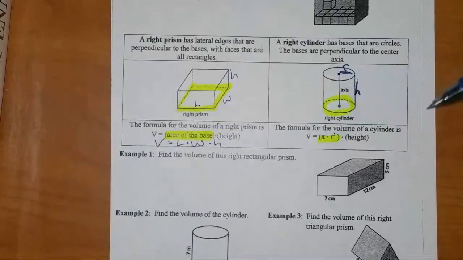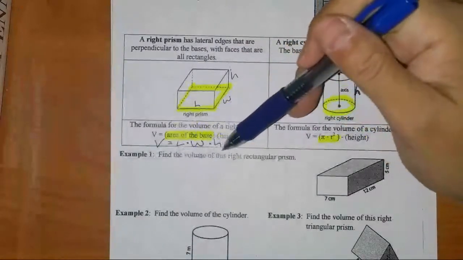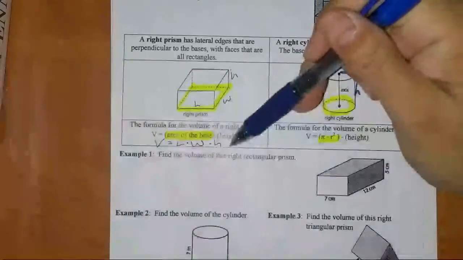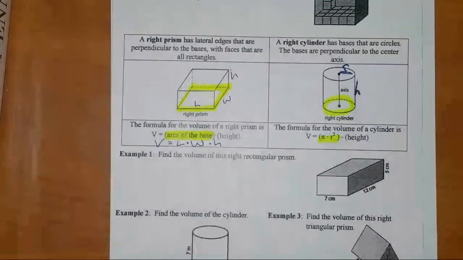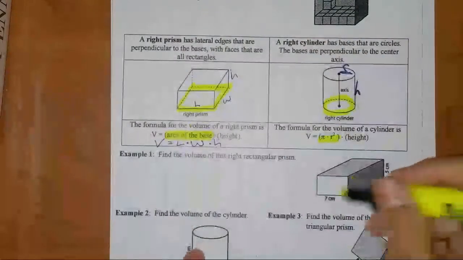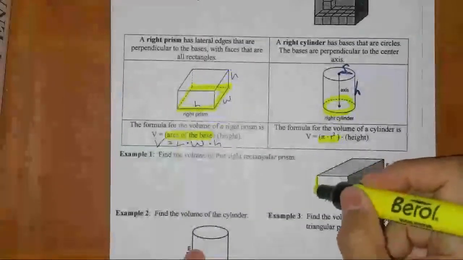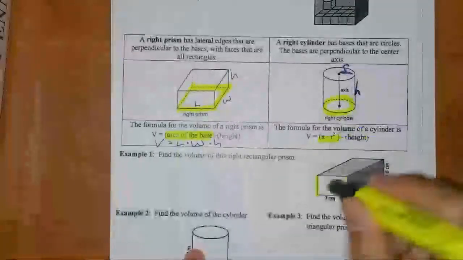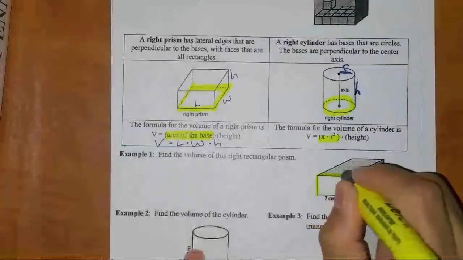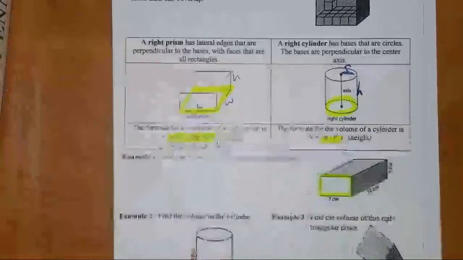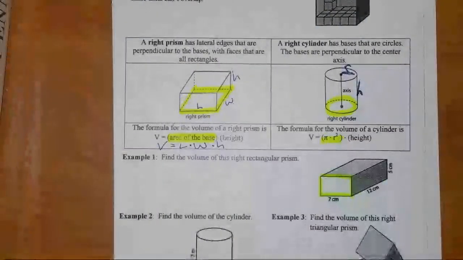All right, so now on this next one here, let's find the volume of this right rectangular prism. First thing I'm going to do is figure out which face I'm going to consider as the base. That's going to be very helpful. I'm going to call this one my base. The base does not always have to be on the bottom. It doesn't have to be on the bottom.